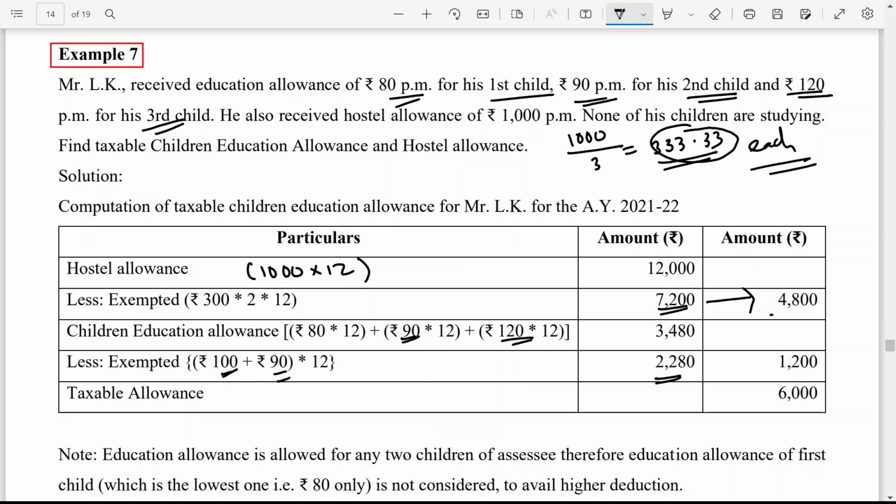So the taxable allowance is 6000. So these are the allowances. Now why have we not multiplied this answer by 2? Because we are adding two amounts. Here only 300 is for 1 month, one child, sorry. And here 100 is for the first child and 90 rupees for the second child. So already we have taken two children. So there is no need to multiply by 2. That is why we have directly multiplied by 12. So this is the answer.